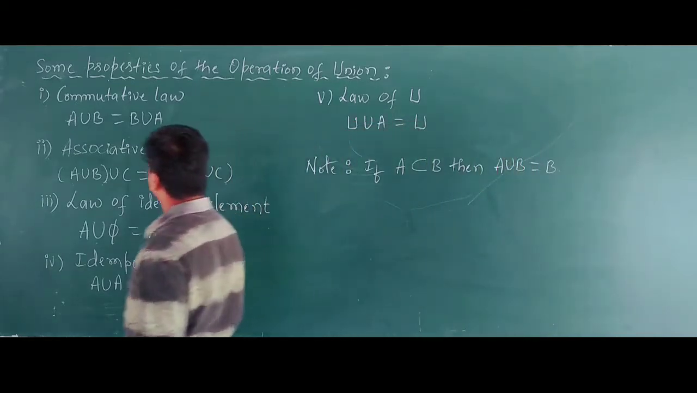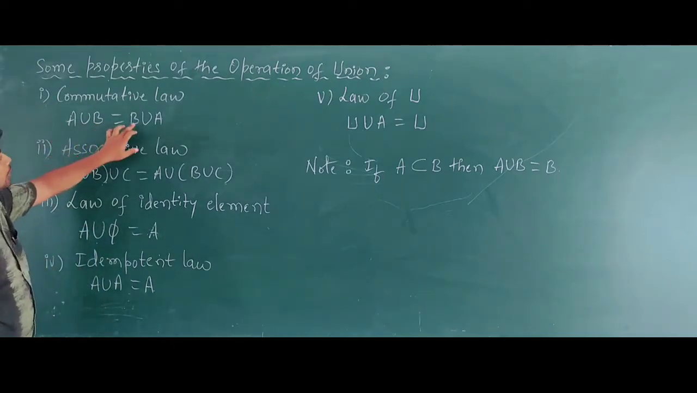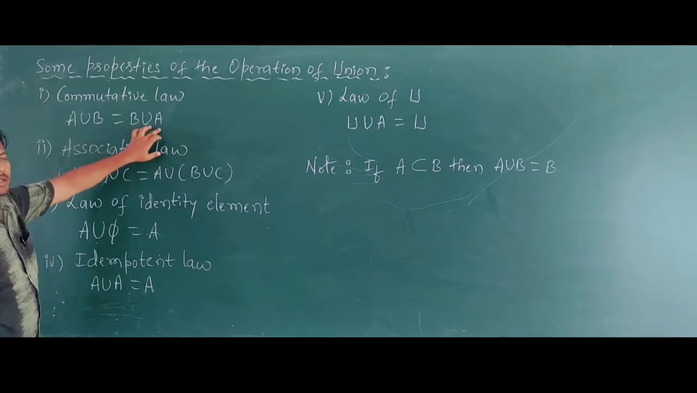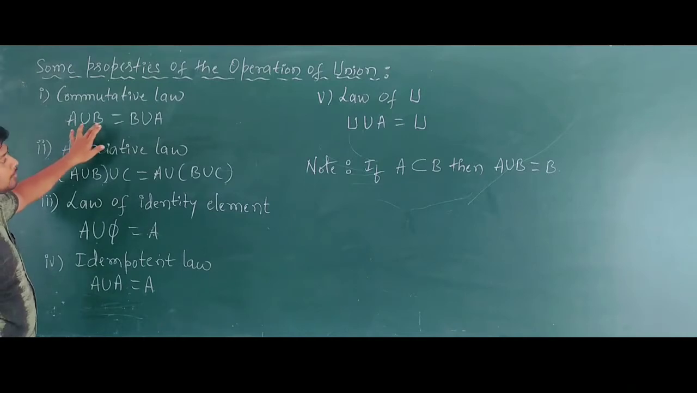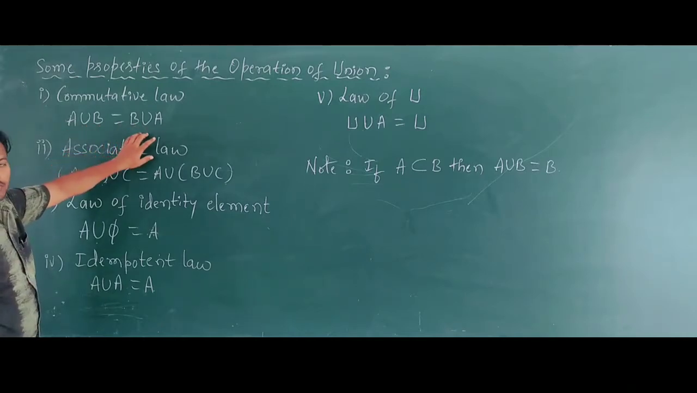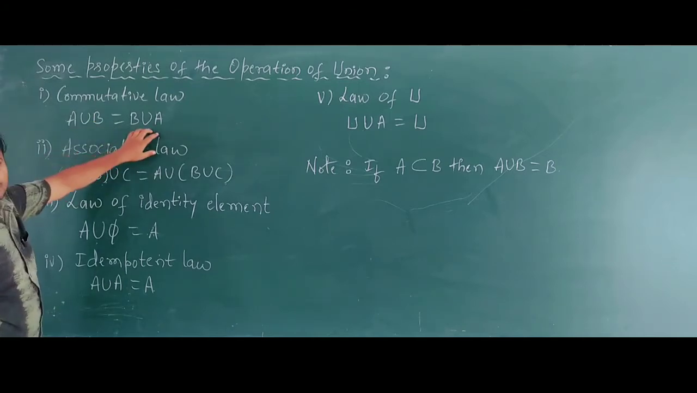First one, commutative law. A union B is also equal to B union A. Clear? Obviously, we'll check. Take any two sets, first find A union B, then find B union A.